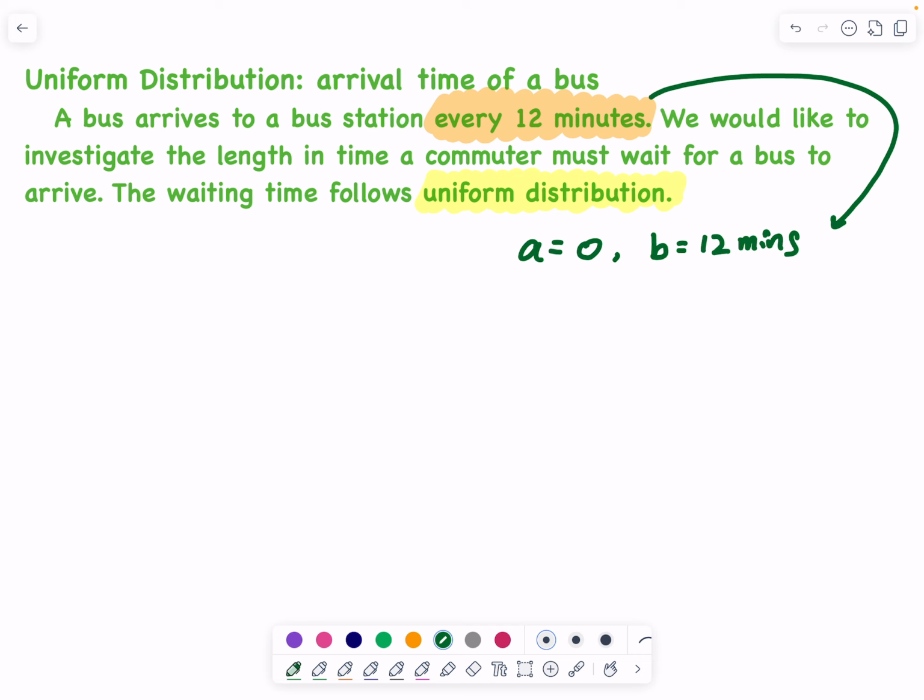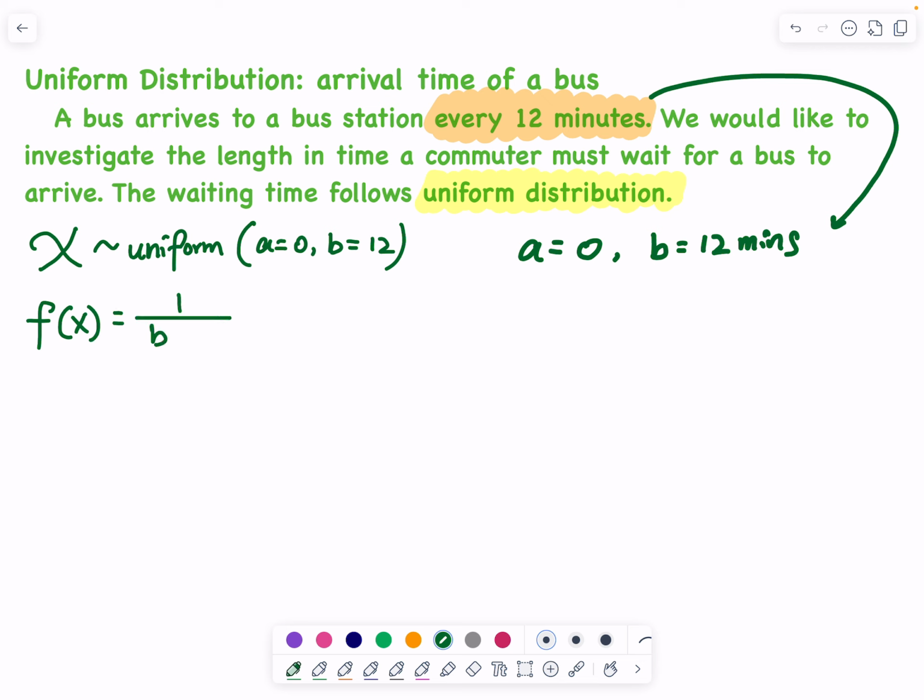And then the waiting time follows uniform distribution. I can say this is a continuous random variable x. This variable represents the waiting time, follows uniform distribution, and a is equal to 0, and b is equal to 12. That tells me that the PDF, probability density function, is 1 over b minus a, which is 1 over 12 minus 0, big number minus small number, that is equal to 1 over 12.